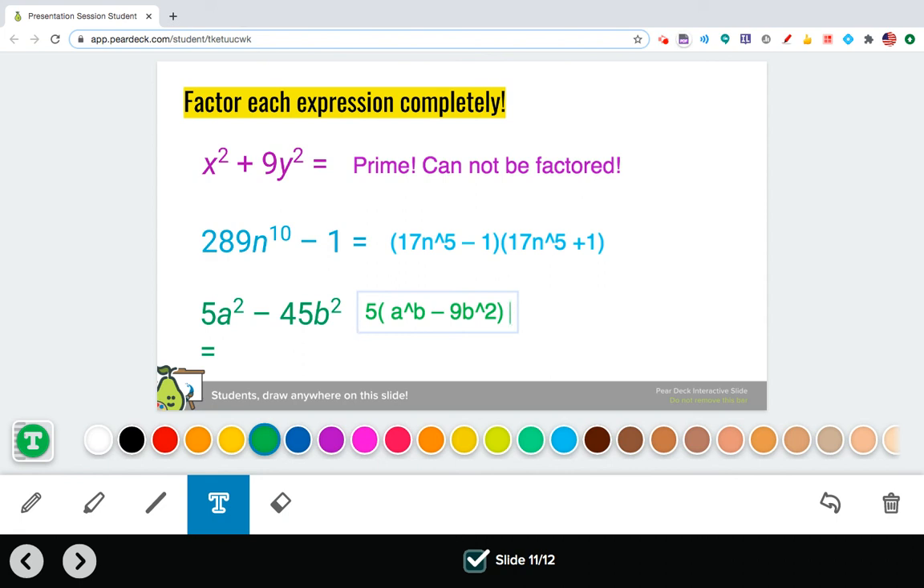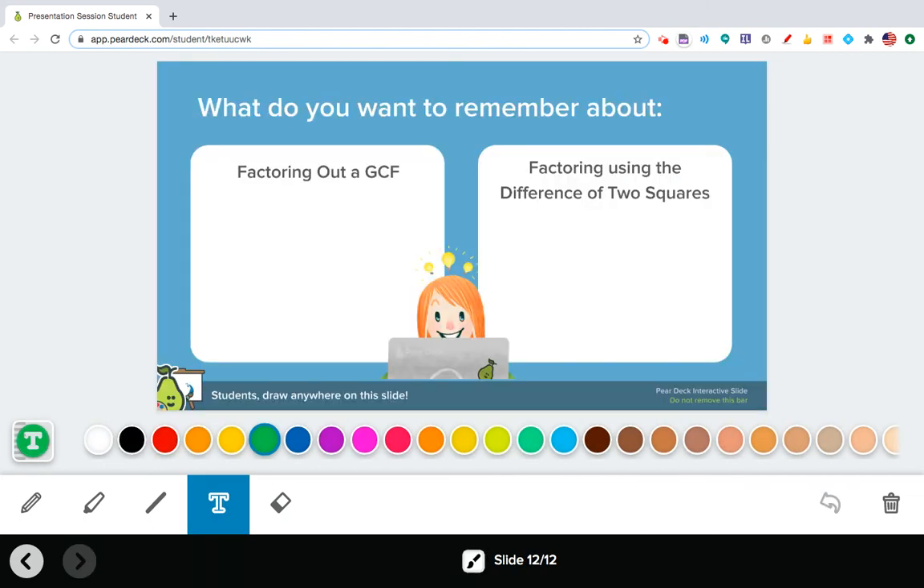Did you think to factor that 5 out? If so, awesome, because now look, now I do have the difference of perfect squares there. So, actually, I'll put it right next to this equal sign. I can keep my 5. I can factor the binomial into a minus b times a plus b. All right, so there's your lesson. And before we move on to other things, I want you to write down what you want to remember about factoring out a greatest common factor and factoring using the difference of two squares.